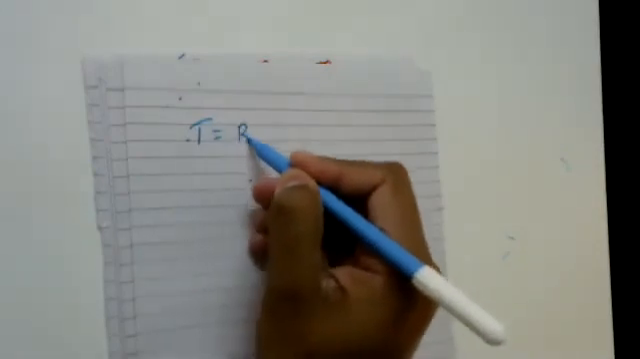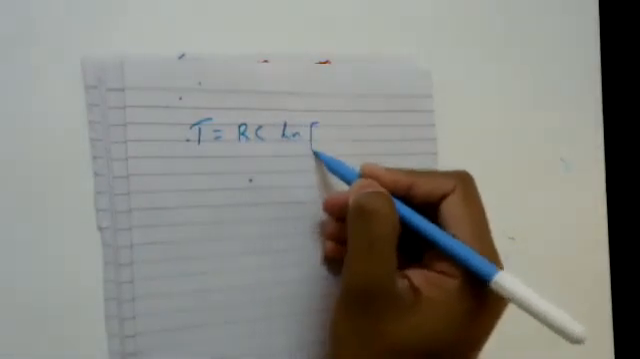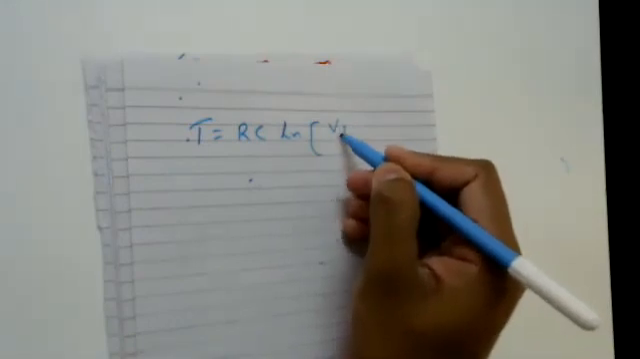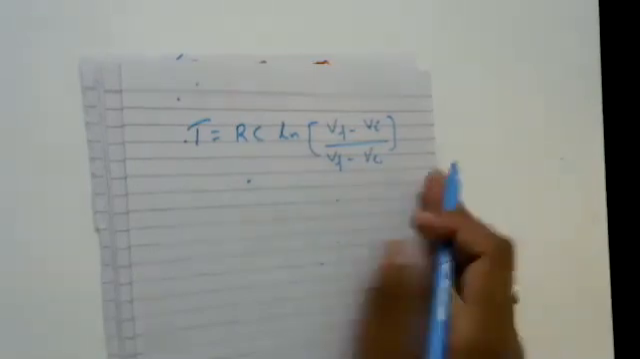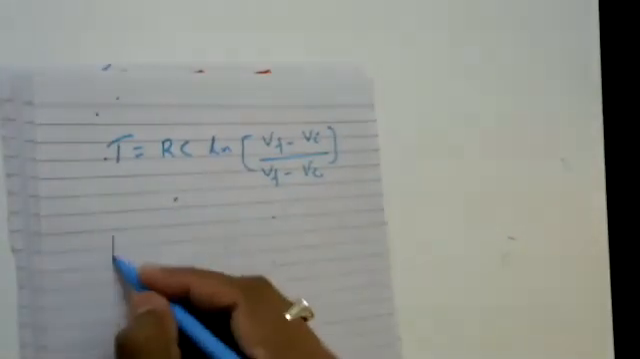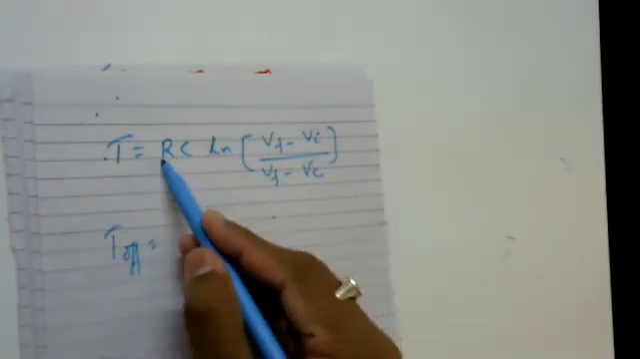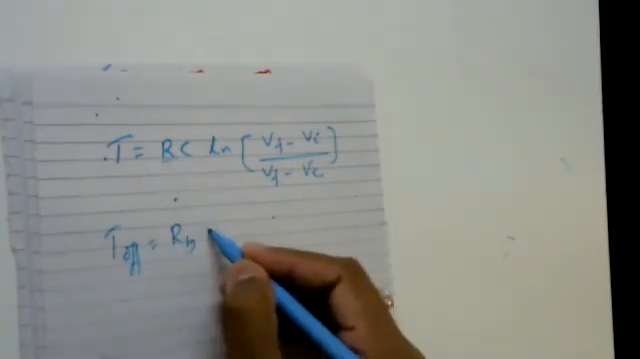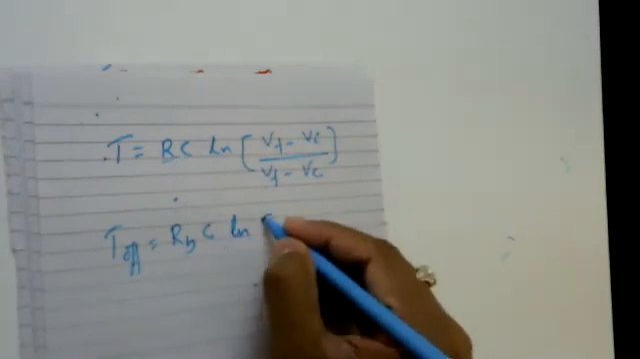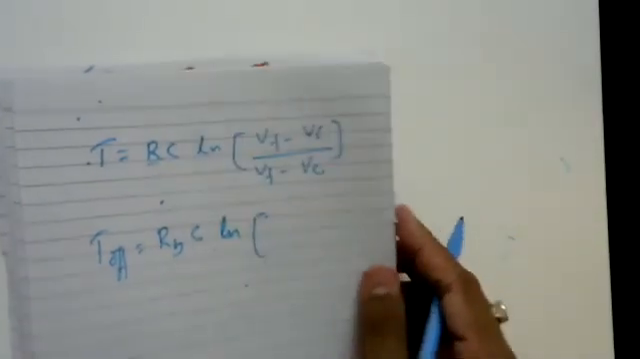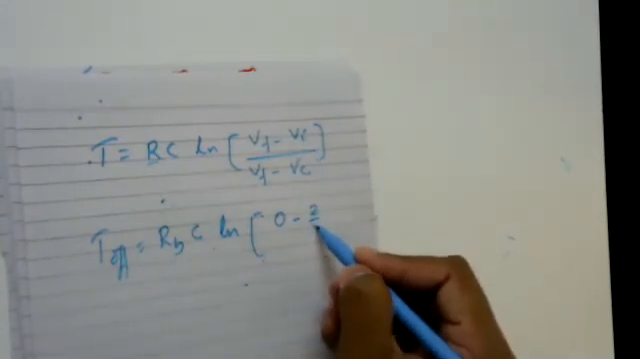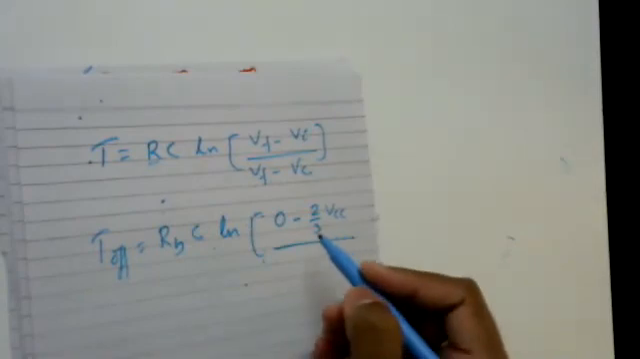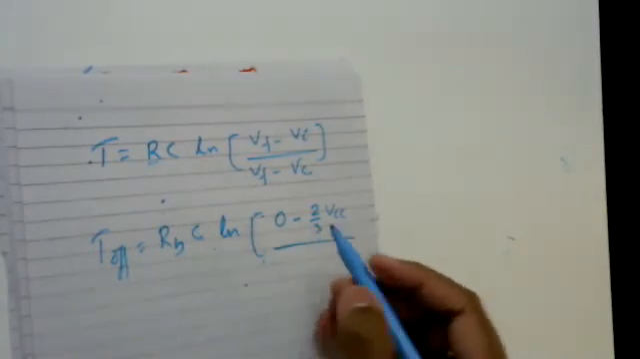As I know the standard equation, T is equal to R into C ln of the final voltage minus initial voltage divided by final voltage minus voltage across the capacitance. So now I am writing the equation for T off, which is equal to the resistance involved, RB, into C ln of: final voltage is 0, minus initial voltage is 2 by 3 times that of VCC, divided by, now what will we get?